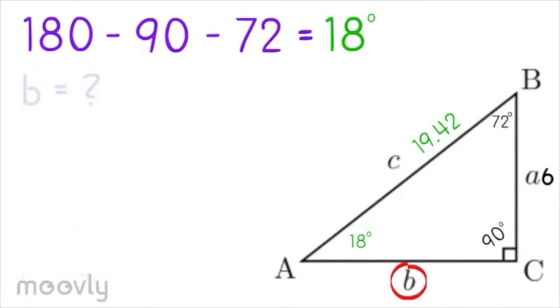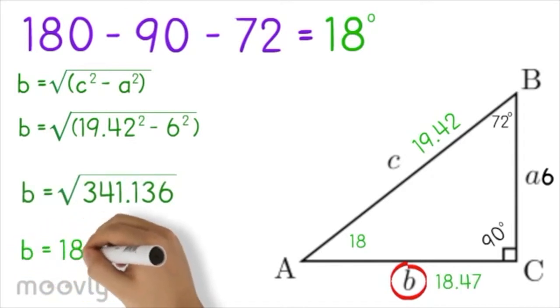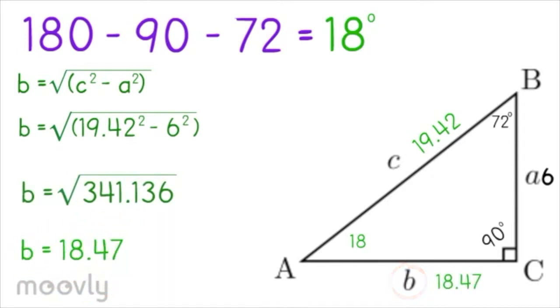So our last length we have to get is B. To get it, we will isolate B on the Pythagorean theorem formula, which would be B is equal to the square root of C squared minus A squared. And now we substitute and get the square root of 19.42 to the second power minus 6 to the second power. You subtract it, get the square root, and then you get B.